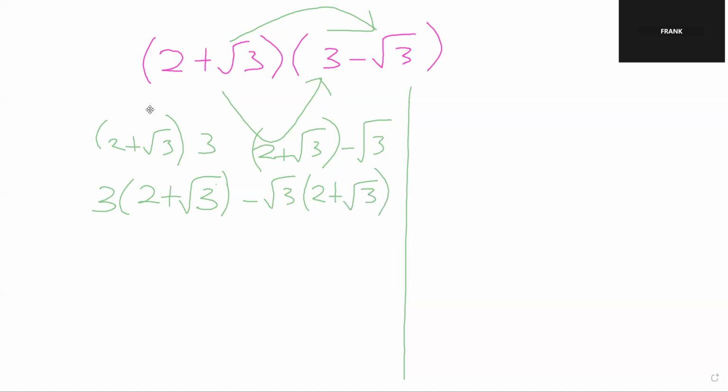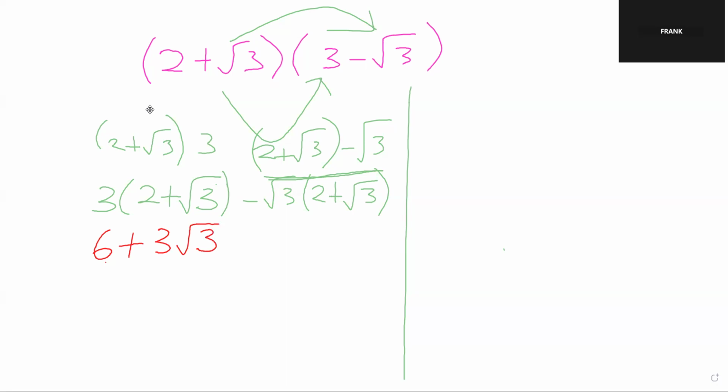I rearrange because multiplication is commutative. I don't think this is 2 plus root 3 minus root 3. No, it's 2 plus root 3 times minus root 3. Okay. So you multiply 3 times 2, and that gives me 6. Then 3 times root 3, a number times the set, is the number and the set being brought together.